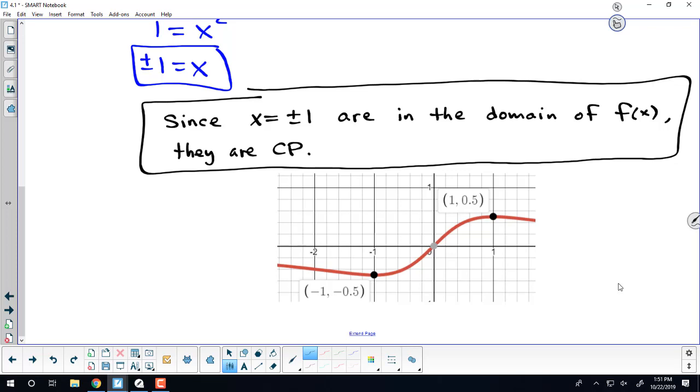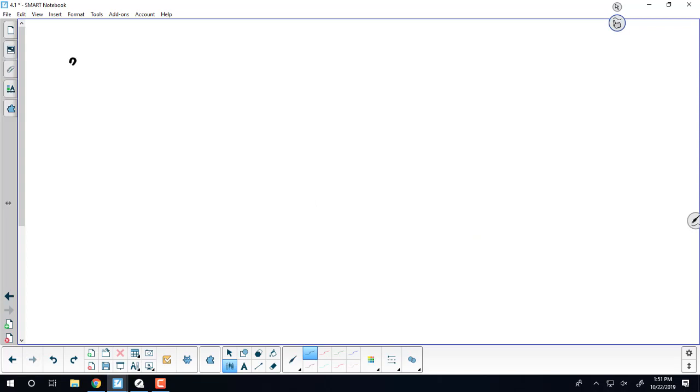All right, any questions on that, identifying critical points? Okay, function number 3, find the critical points for the function 4 cosine squared x on the interval from 0 to pi.